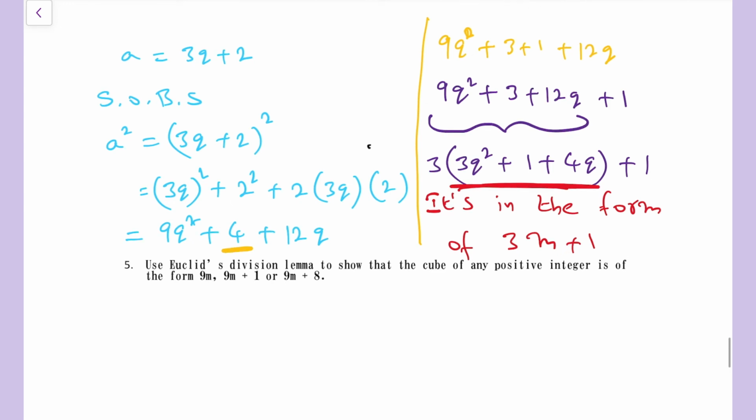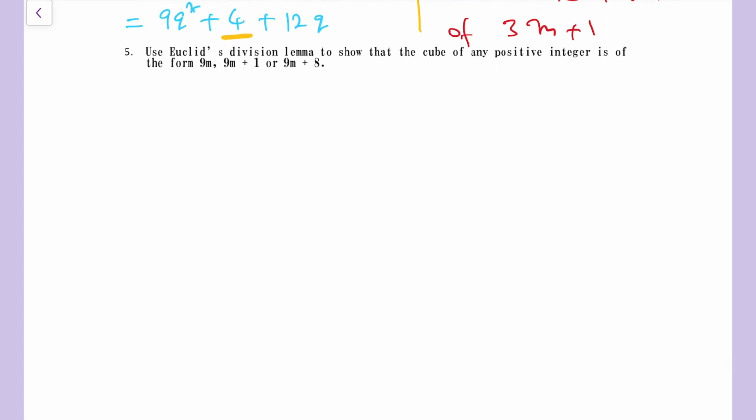Now coming to question number 5. Use Euclid's division lemma to show that the cube of any positive integer is of the form 9m plus 1 or 9m plus 8. In the first case he did not ask about anything of square or cubes. In the second case he asked about the cube. Now he is speaking something related to cubes. So if anyone doesn't know the cube formula, please make a note of it. (a plus b) whole cube equals a cube plus b cube plus 3a square b plus 3ab square.